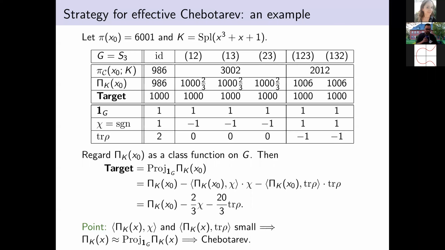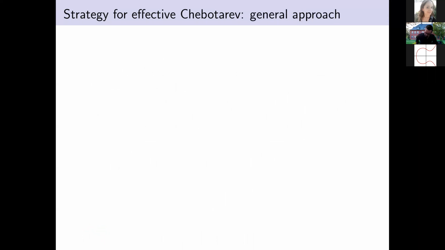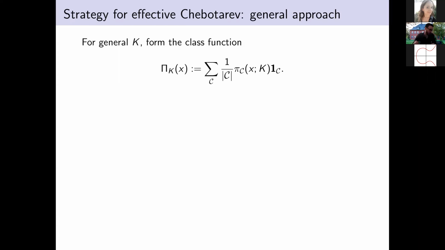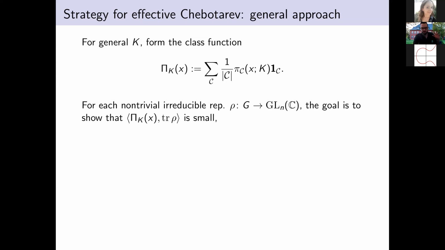Okay, so how do we do this more generally? Well, for a general K, maybe an S3 extension, maybe some more complicated thing, we can form exactly this kind of prime counting class function. That's a weird thing, but it knows everything about the distribution of primes in this extension. And for each non-trivial irreducible representation of our group, we can consider the inner product of this class function with the trace of that representation. Our goal is to show that each of these things is small, so that our function is very close to being equally distributed.